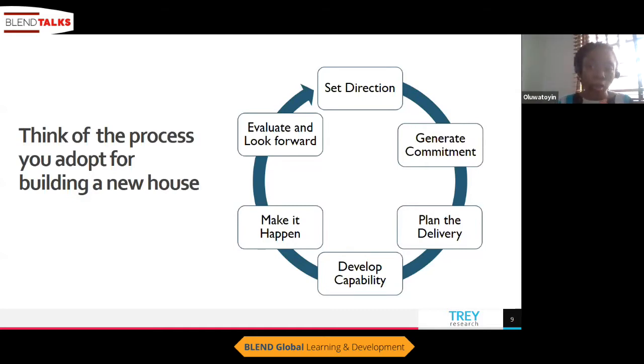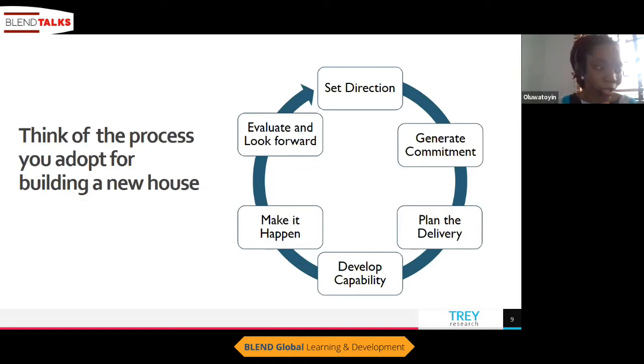So, okay, yes, Toyin, I agree. I can do that. I'll work with you on this. Then plan the delivery. How are we going to do this? We need to do it in 10 months. So the first 2 months, we're going to plan. Then after that, we're going to look for the resources. We go to the bank, we get the money, and then we do the construction. It's the same thing with managing other people.